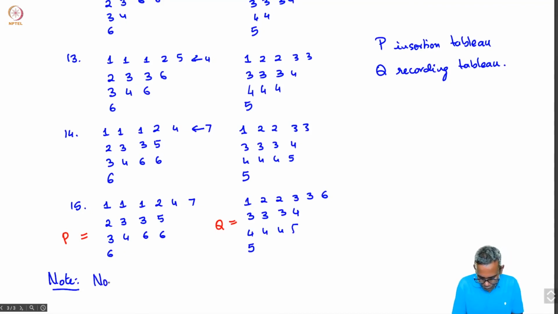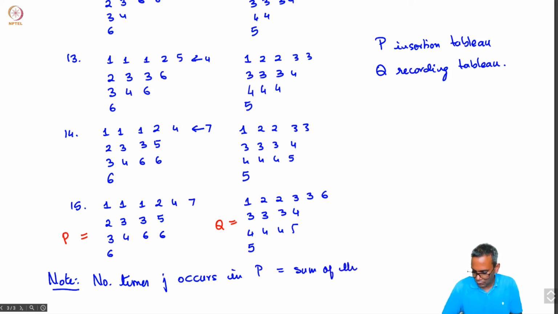So the number of times j occurs in P is equal to the sum of the jth column of A.